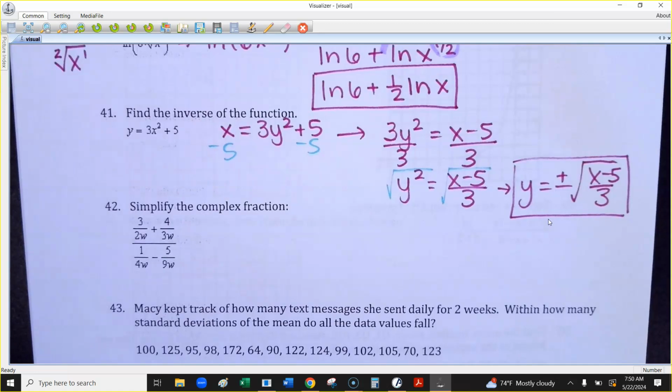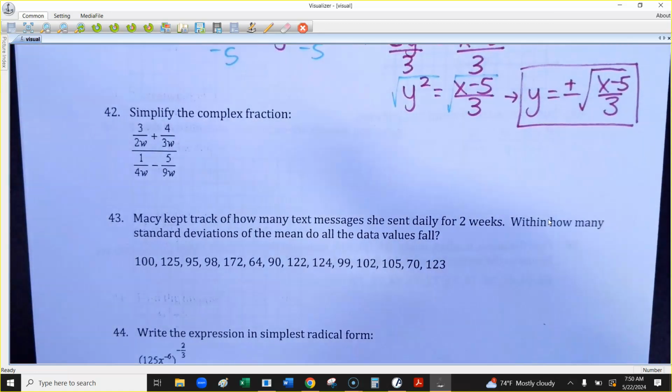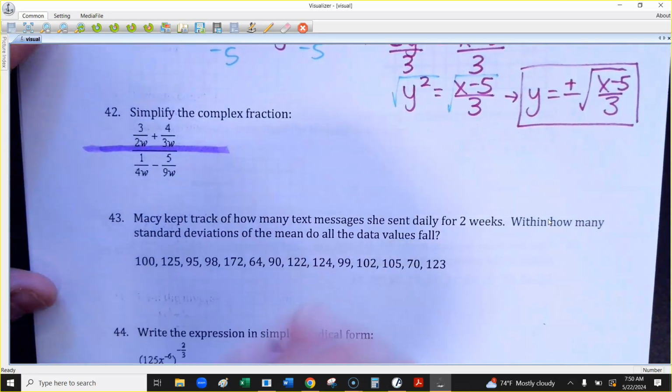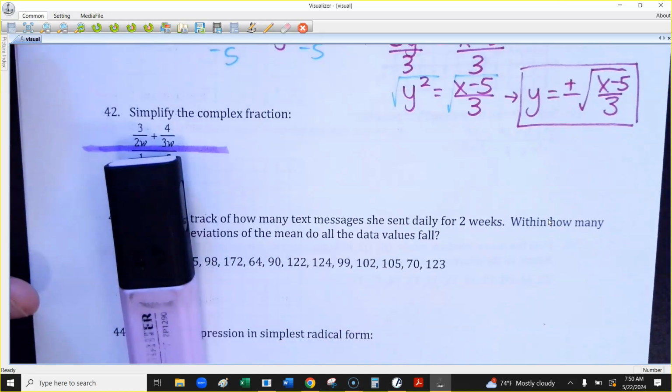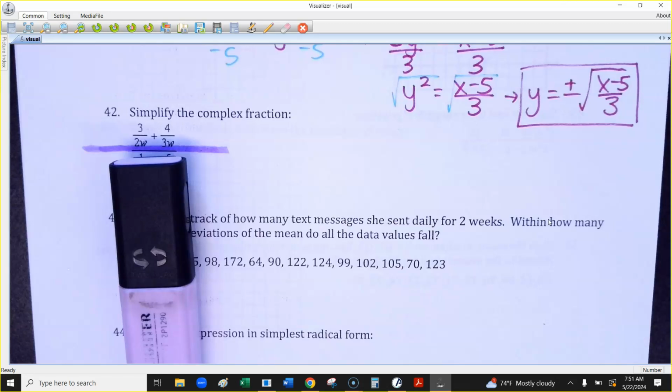Okay. Now, I feel like the next problem always upsets people, but really it's not terrible. You just want to think about this as two separate problems for a second. So let me just cover up the denominator. We'll just look at the top. I'm trying to add fractions on the top there. So if I add or subtract fractions, we have to have a common denominator.